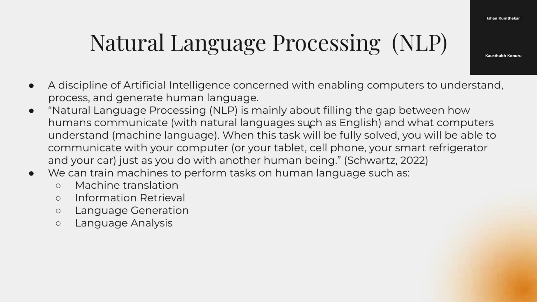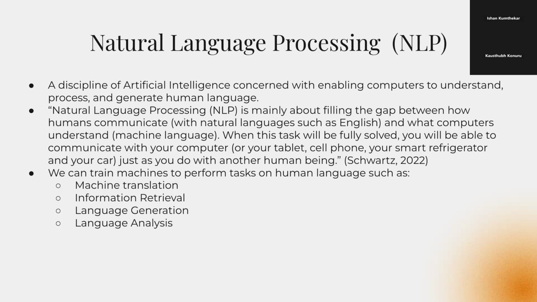Okay, so what is natural language processing? It's just a discipline of artificial intelligence where you can use computers to understand, process, and generate human language. I copied a quote from a Medium article that best summarizes NLP: natural language processing is mainly about filling the gap between how humans communicate with natural languages, such as English, and what computers understand, machine language. When this task is fully solved, you'll be able to communicate with a computer, your tablet, cell phone, or your smart refrigerator or car, just as you do with any other human being.